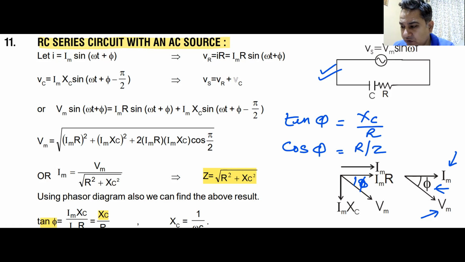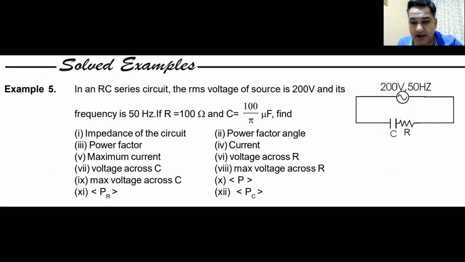Well, I hope you have noted this down. Then let us solve one problem, and in this problem, we will do everything together. Everything together means whatever we have studied till now, and this is the problem. In a series RC circuit, the RMS value of voltage is 200 volts. Frequency is 50 hertz. Resistance is 100 ohms. Capacitance is 100 divided by pi microfarad.